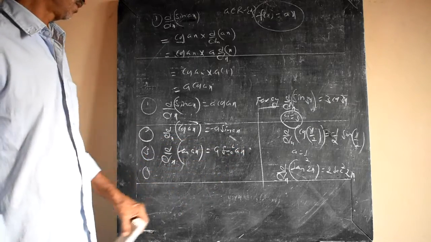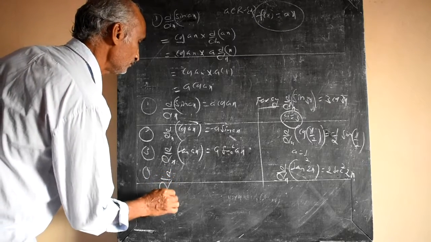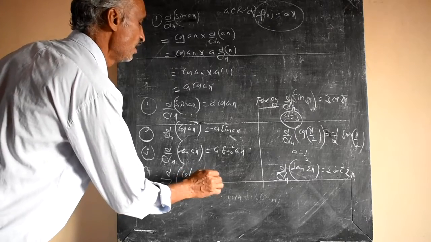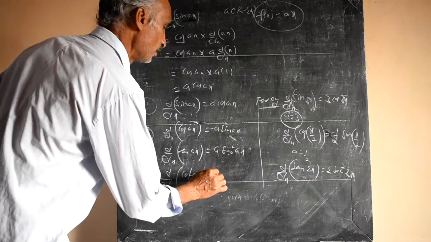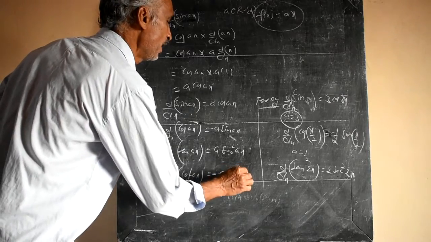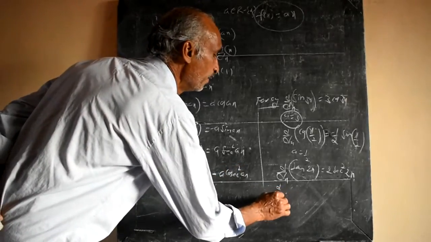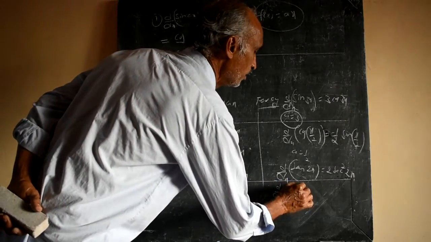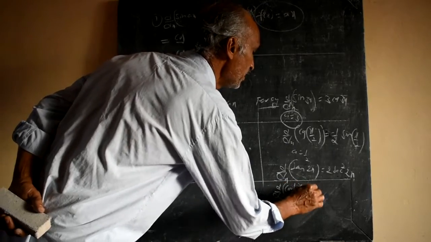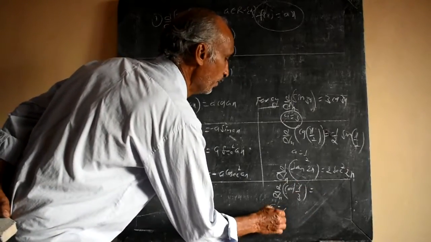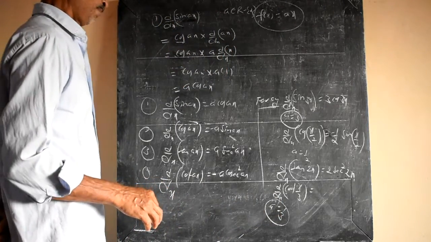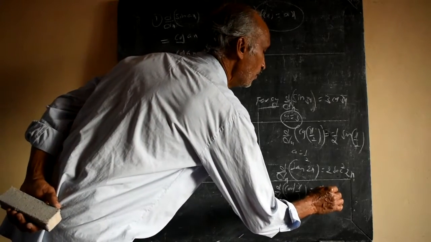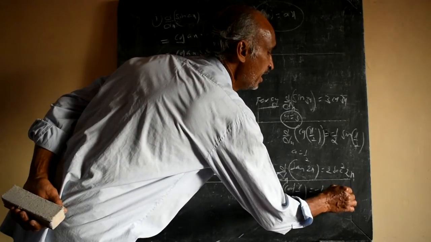Here also ax remains. Fourth one, d by dx of cot ax. Cot differentiation is minus cosec square. Therefore minus a cosec square ax. For example, d by dx of cot of x by 3. Here a is 1 by 3. Therefore minus a means minus 1 by 3 into cosec square ax, where ax is x by 3.